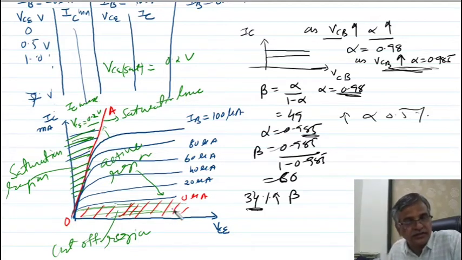In the cutoff region, the emitter base junction and collector base junction are kept in reverse bias. In this region, output voltage is very large, of the order of VCC.